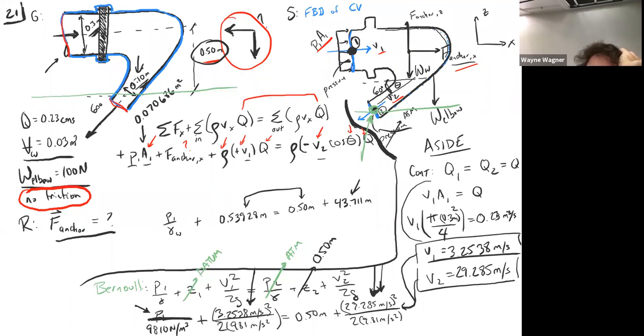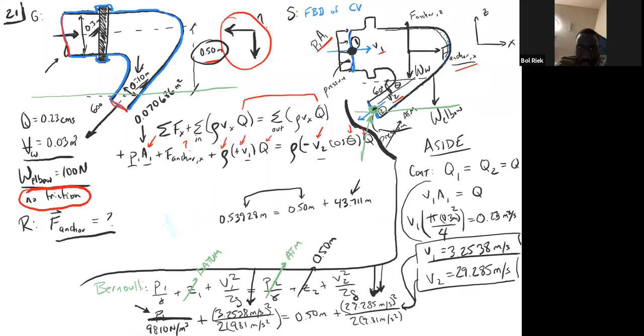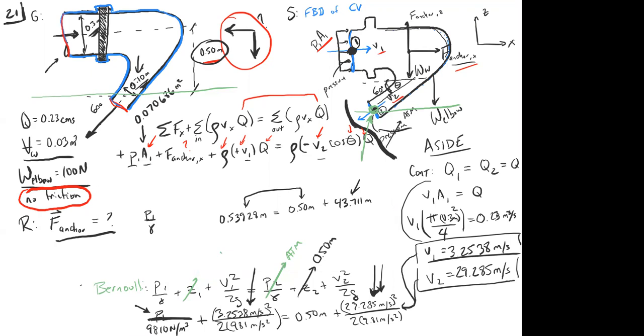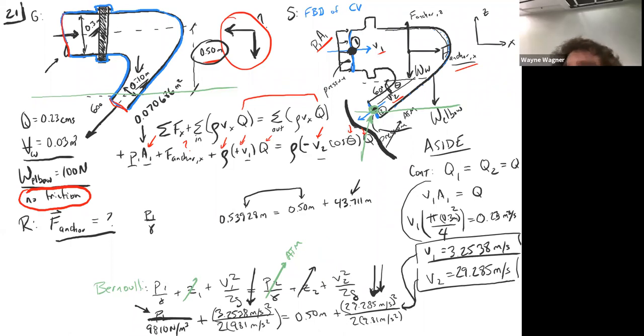Wait, oh, I made a mistake. Huh, you guys did not catch me. What was my mistake? Did y'all see it? It has to do with my datum. Should the 0.50 be negative? Yeah, so the 0.50 could be negative. That would be one way to solve my error.